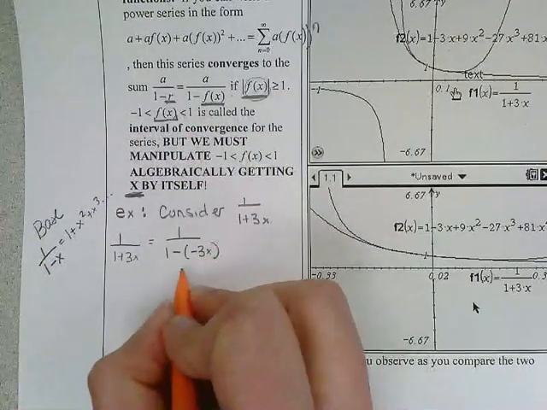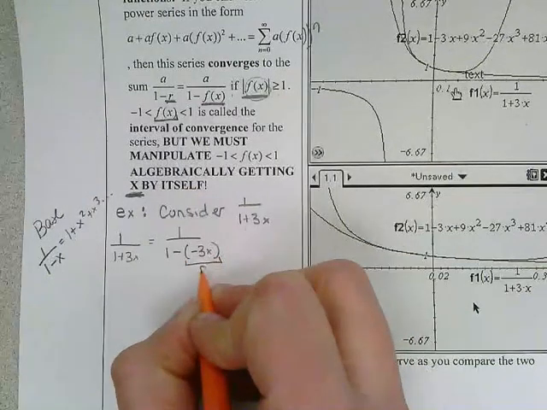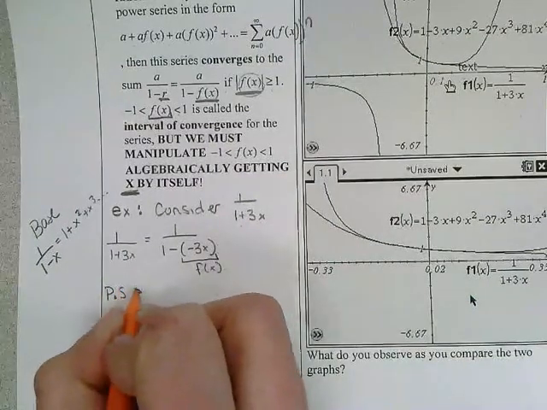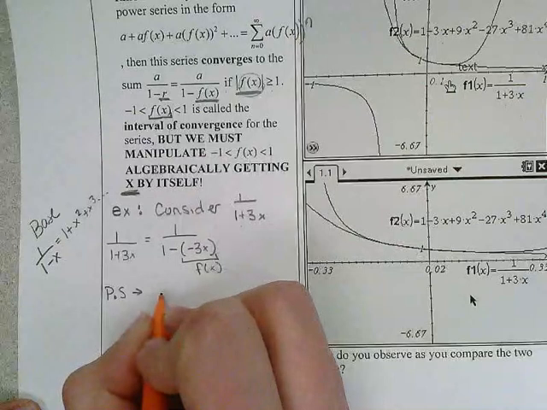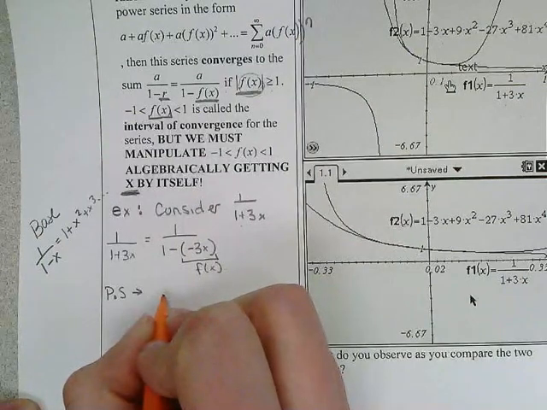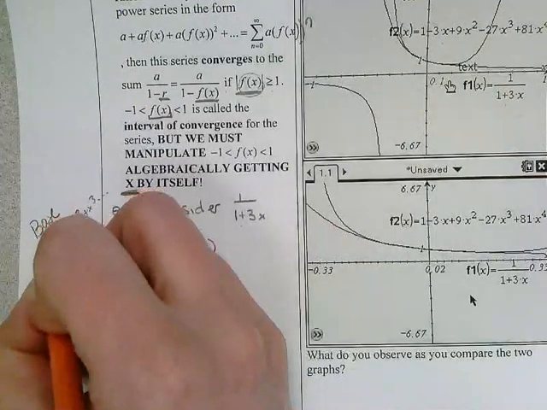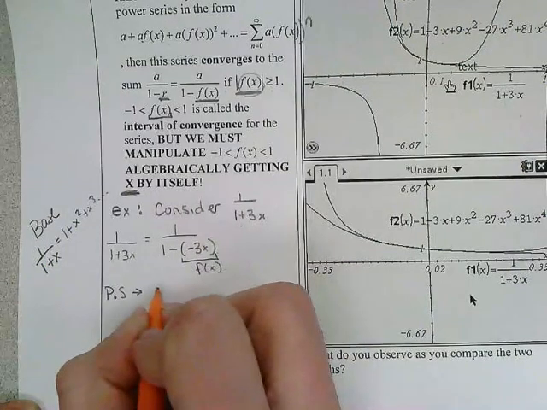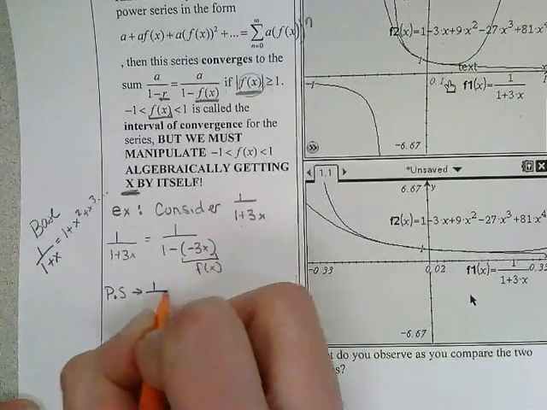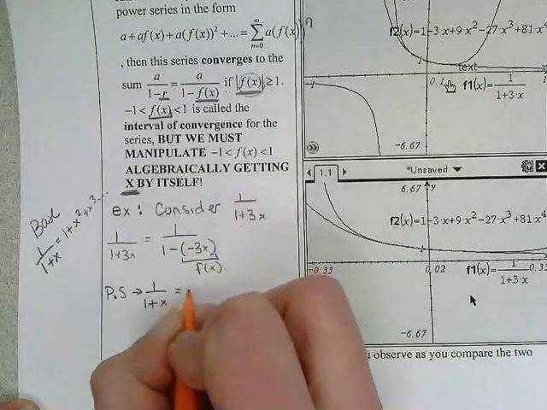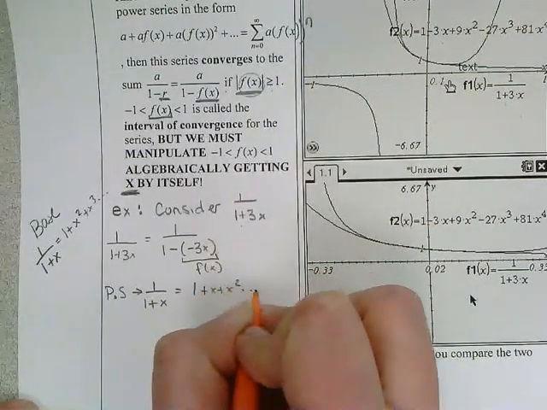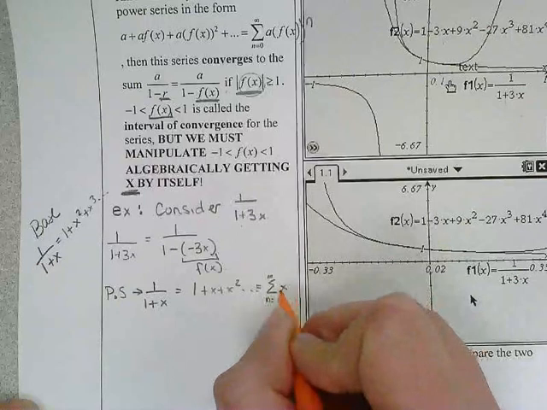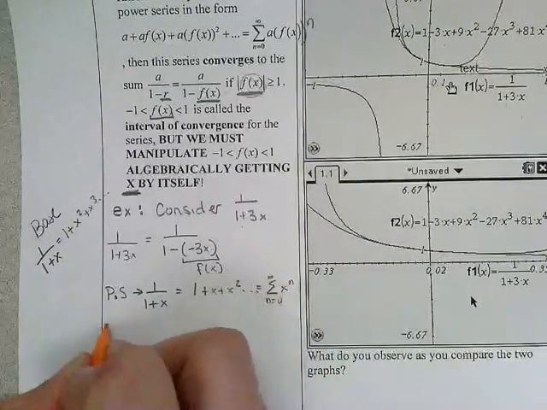Once I've rewritten that, this guy right here is going to be called my f of x. So my power series for, sorry, this is supposed to be 1 over 1 plus x. Sorry about that. Okay, so my power series is going to be, remember, the power series for the base, 1 over 1 plus x, is equal to 1 plus x squared, and so on and so on, and we get the sigma notation x to the n.